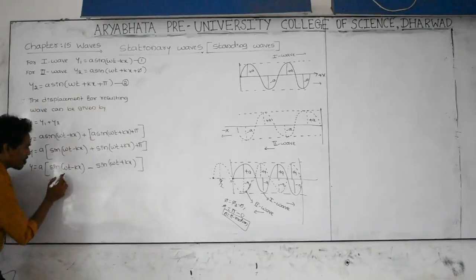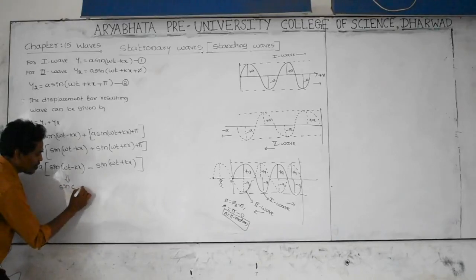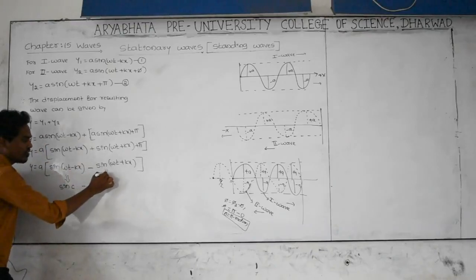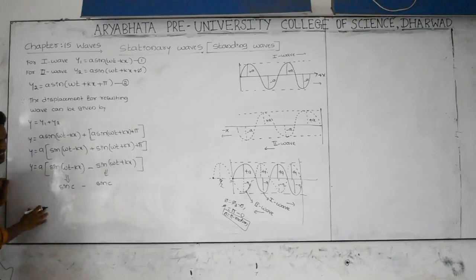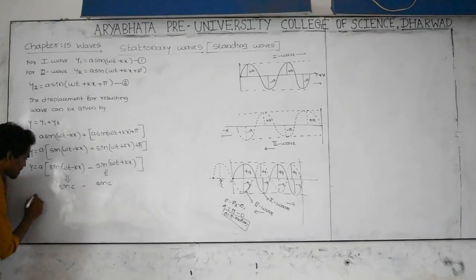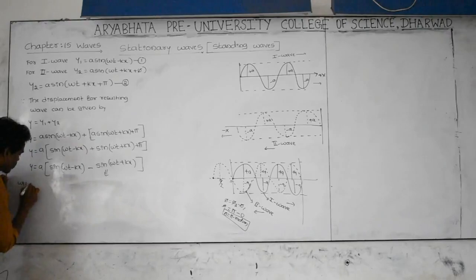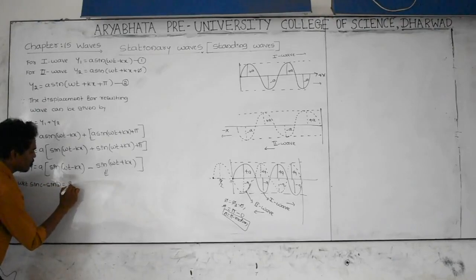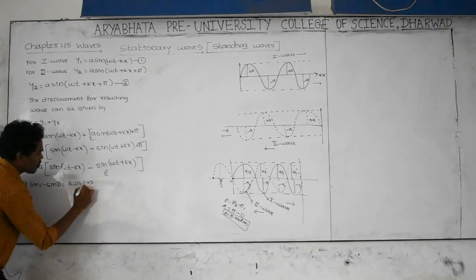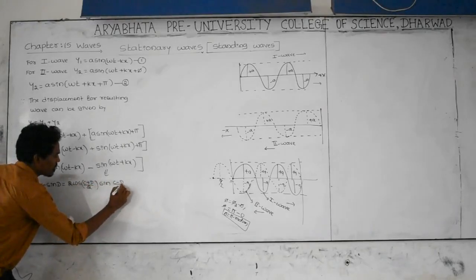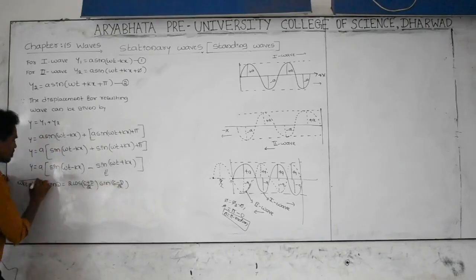And here this is the form sine c minus sine d. This is the form you know very well. What is the formula? Sine c minus sine d is equal to 2 cos of (c plus d) by 2 times sine of (c minus d) by 2. This is a general formula you know very well.